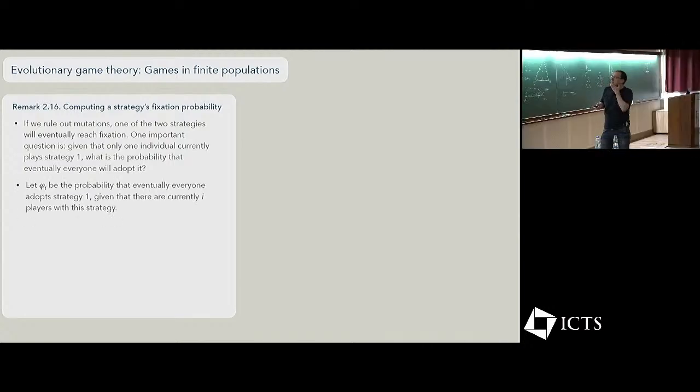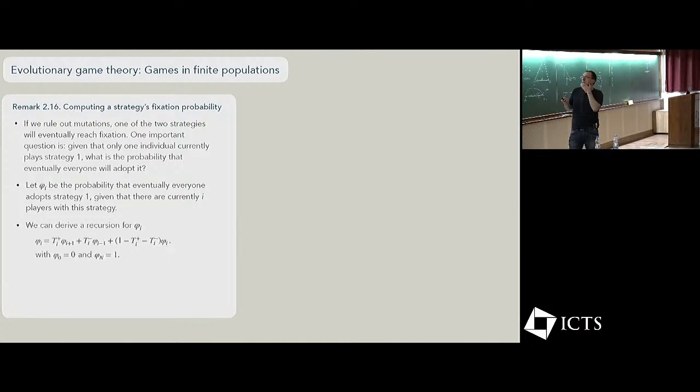Yeah, and so I won't go through the details of how you actually calculate this fixation probability. I'll just tell you the beginning and leave it there. So, okay, let phi_i be the probability that eventually everyone adopts strategy 1, given that in the beginning only i players play this strategy. Now if you want to compute this quantity, it's hard to compute it directly, but what is easy is to come up with a recursion for it. And the recursion looks like this.